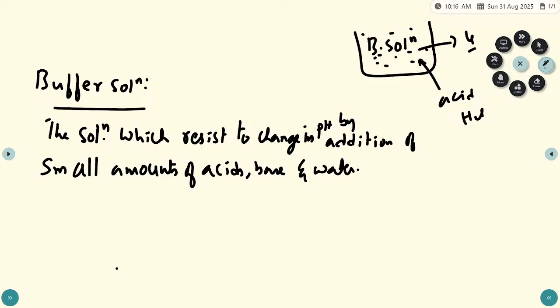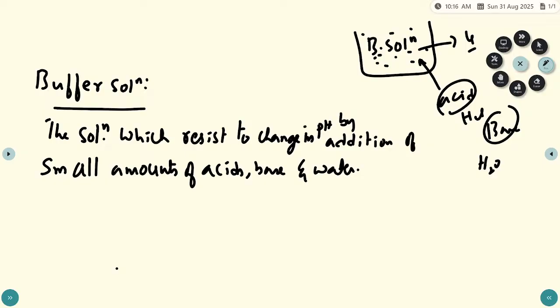And if you add acid, is there any change in the pH of the buffer solution? No. If you add base, what is the pH of the buffer solution? 4 only. If you add water, what is the pH of the buffer solution? 4 only. The pH never changes. So those types of solutions are called buffer solutions.